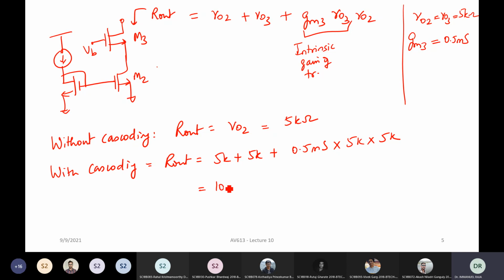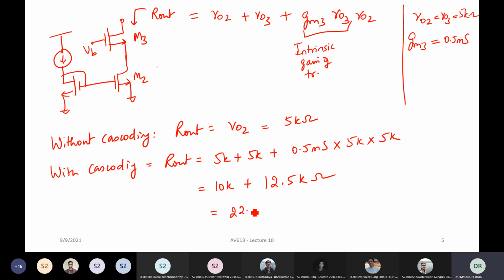Now, what do you get? You get 10K here plus, let's say 0.5 milli, and this gets cancelled. How much do you get? 5K into, so yeah, 25 into 0.5, you get 12.5. You have 12.5 kilo ohm.